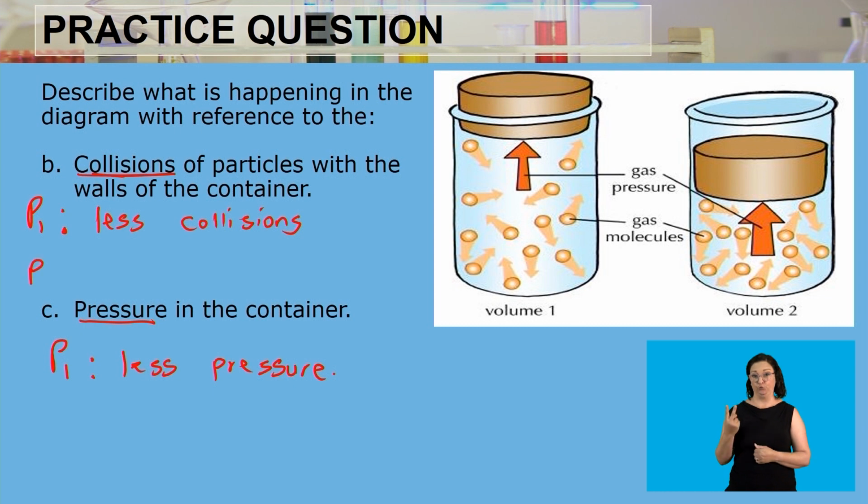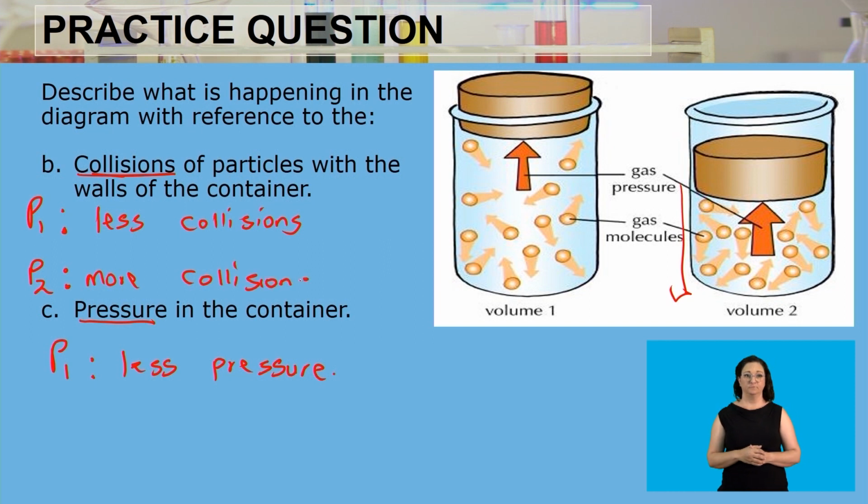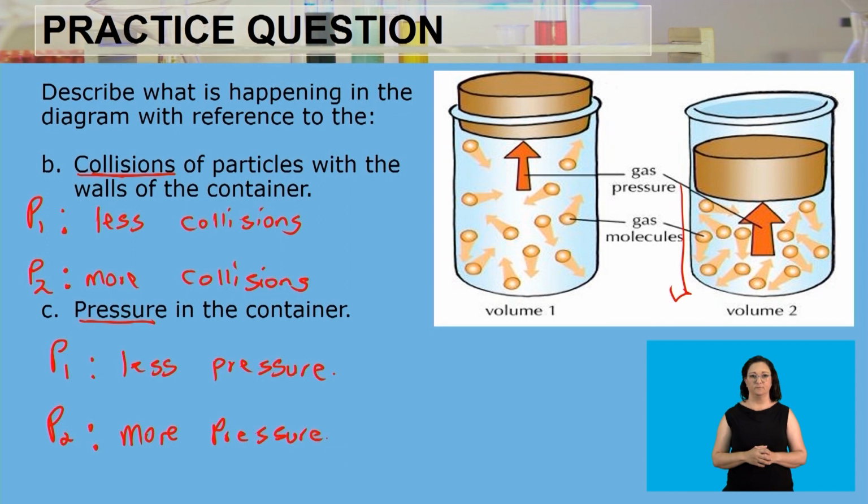But looking at picture number 2, remember when we are decreasing the volume, the pressure must increase. So in picture number 2, there's going to be more collisions. Why is there more collisions? Because in picture number 2, there's more pressure. Pressure will result in more collisions, and also the force exerted by the gas particles onto the walls of the container is going to be increased. And once that happens, pressure is going to increase.